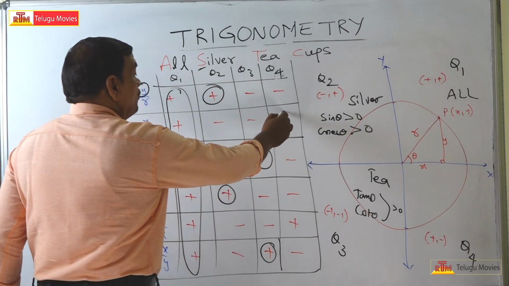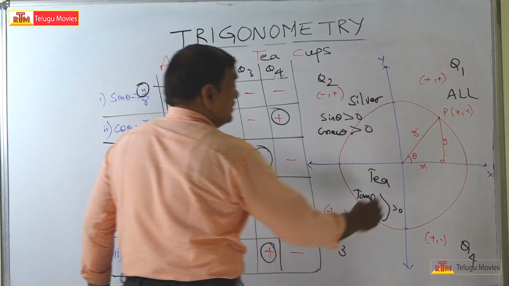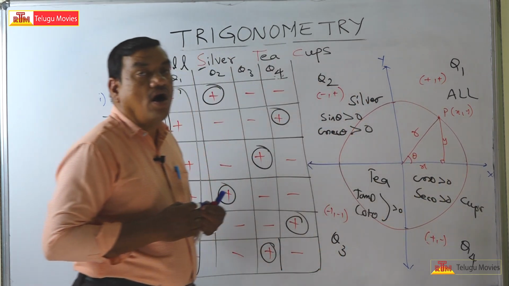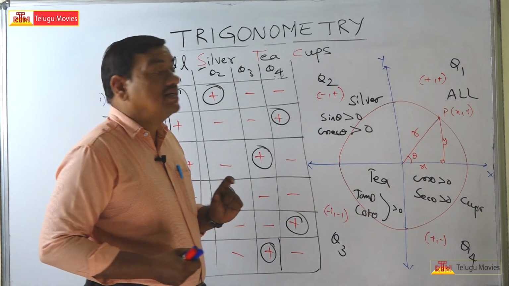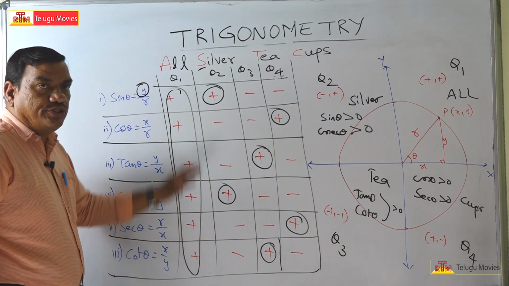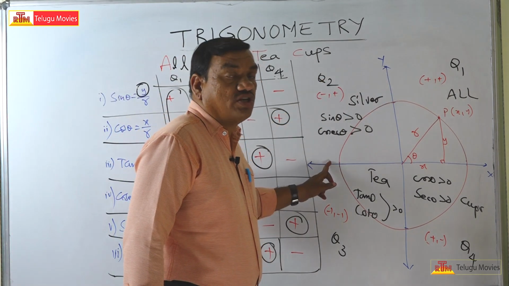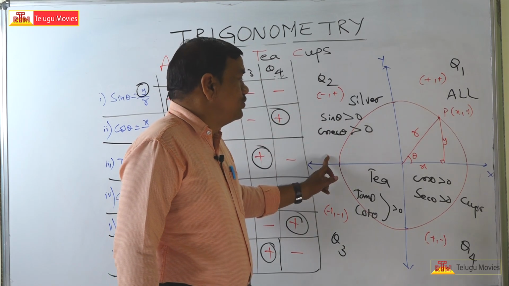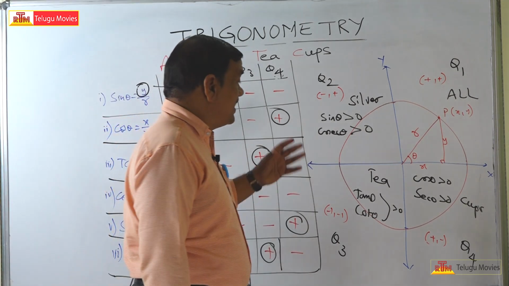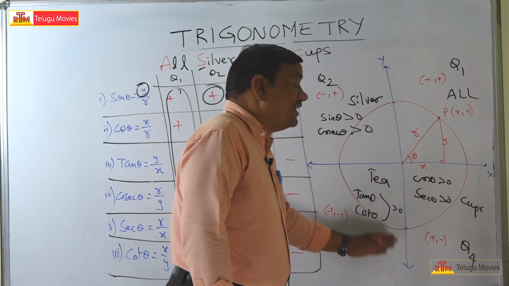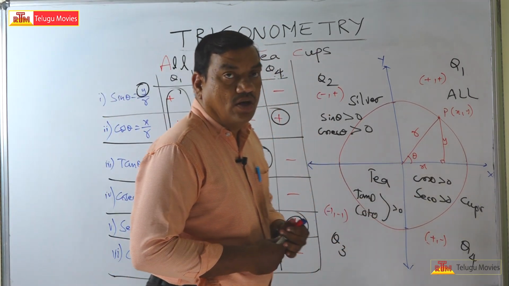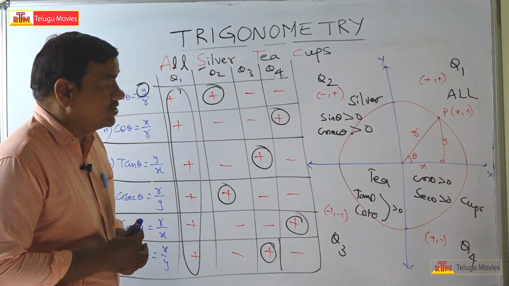Next, fourth quadrant: cos theta and secant theta. Cos theta is greater than 0, secant theta is greater than 0. That's why "All Silver Tea Cups." That means if your angle lies between 0 and 90, all these trigonometric ratios are positive. Between 90 and 180, only sin theta and cosecant theta are positive. If you have taken an angle between 180 and 270, only tan and cot are positive, and from 270 to 360, cos theta, secant theta are positive.